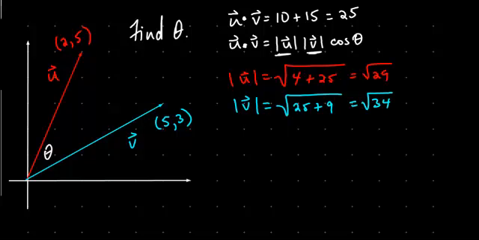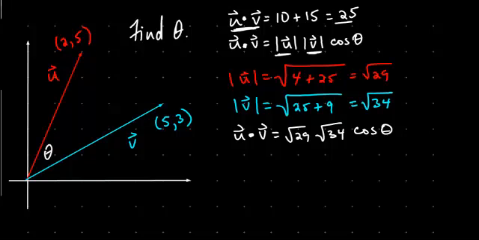Let me go back and say this dot product u dot v equals the square root of 29 times the square root of 34 times cosine theta. But I know that the dot product from my algebraic definition is 25. So we know that 25 equals the square root of 29 times the square root of 34 times cosine theta.